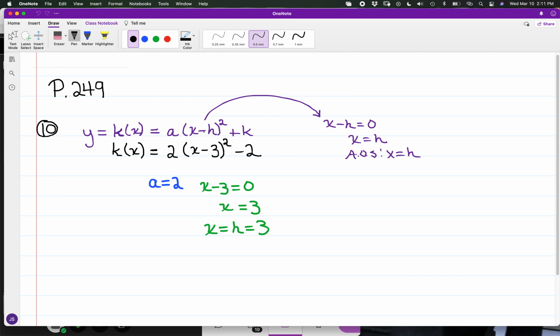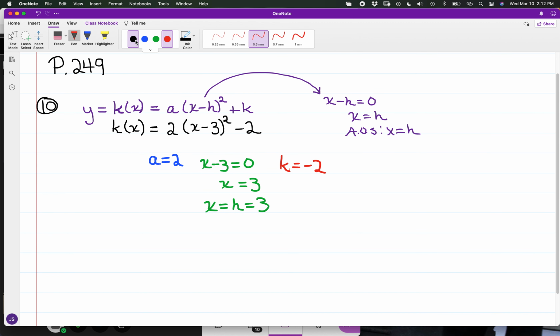And again, from x minus h, I'm able to get the general representation of what defines the axis of symmetry, where I have x is equal to h, and we have x minus h represented by x minus 3. So if I set this to 0, I have x equal to 3, and so x is equal to h is equal to 3. And for the value of k, we have the subtraction of 2, so k is equal to negative 2.